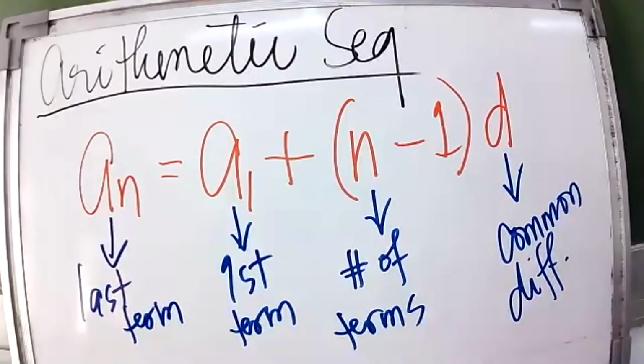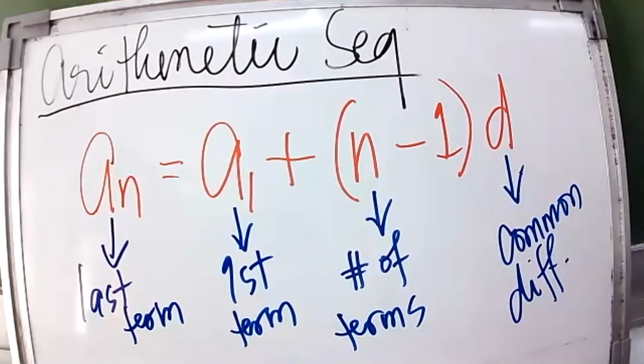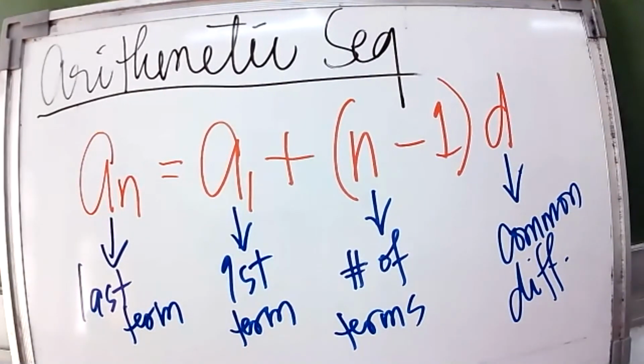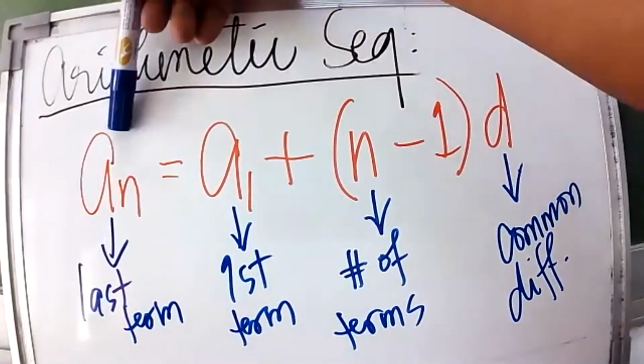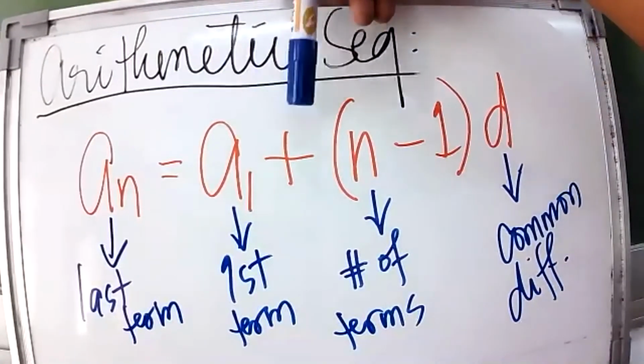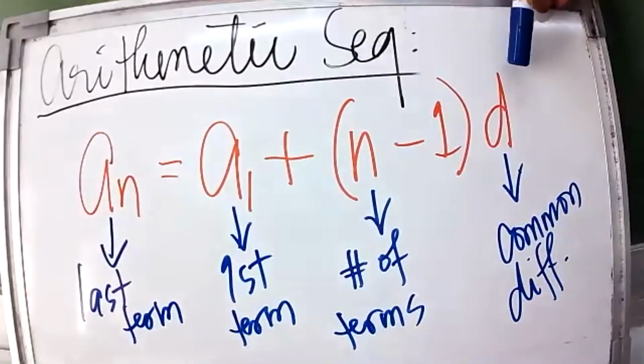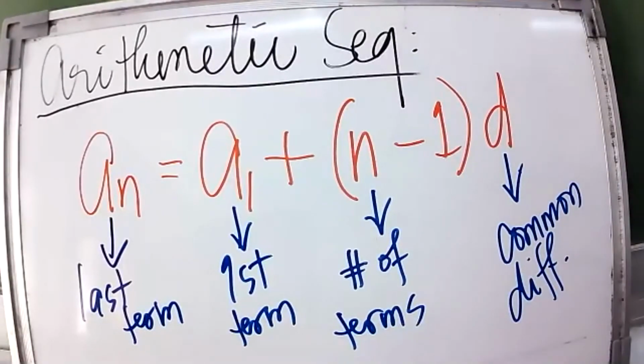Okay? Screenshot it first. And let's have some examples for this. Ready? This is for the arithmetic sequence. A sub n is equal to the last term, is equal to the first term plus number of terms minus 1 times d. Ready?